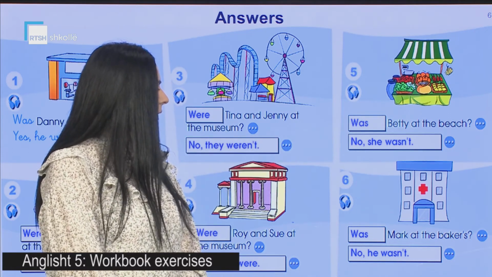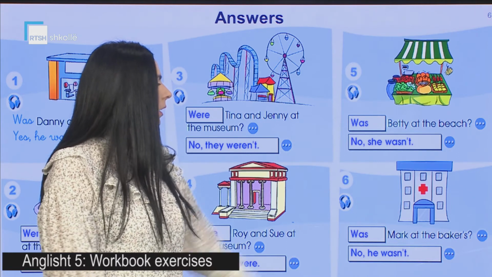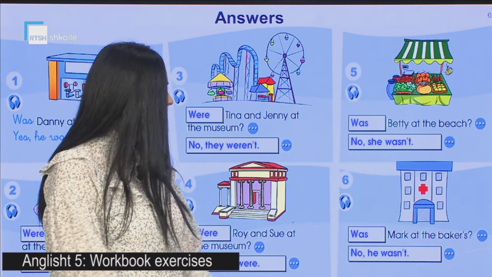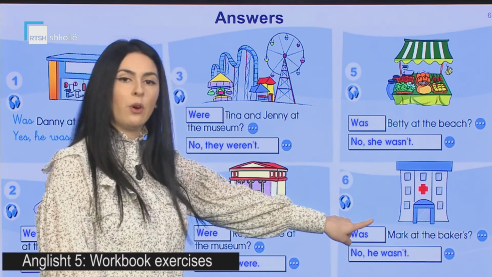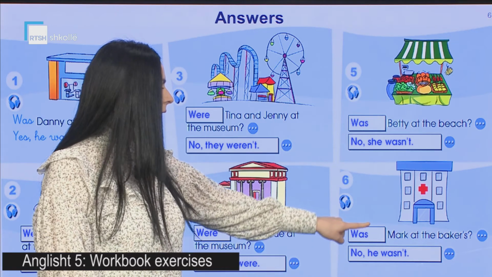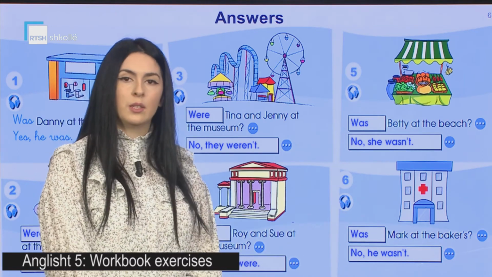Was Mark at the baker's? Is this a baker's? No, it isn't. So, no, he wasn't. Was Mark? It's correct. Why? Because Mark is still the third person singular.